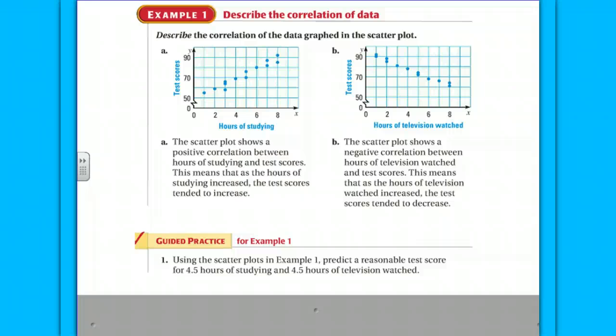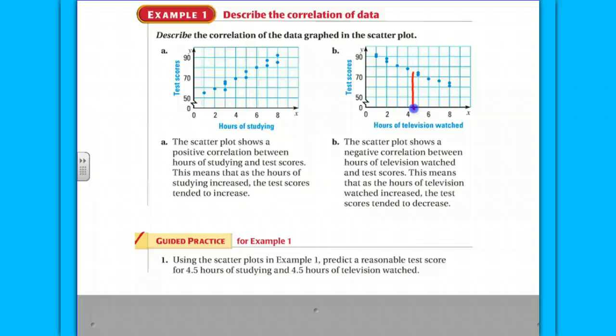And what do you see? What do you think a reasonable score would be, Abby? For 4.5 hours of studying, around a 70. Who agrees? 70? 71 or something? Good. And how about for 4.5 hours of television watched? What do you see, Ray? About what? And as I'm looking here, 4.5 would be right around here, right? Lower 70s maybe, right? Or mid 70s, maybe.